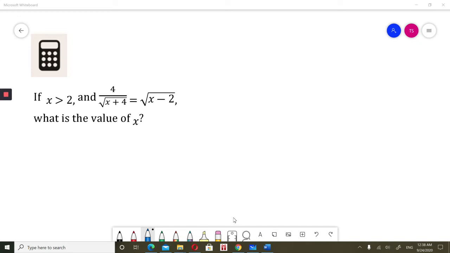If x is more than 2 and 4 divided by square root of x plus 4 is equal to square root of x minus 2, what is the value of x? At this moment, I encourage you to pause the video and solve it by yourself.